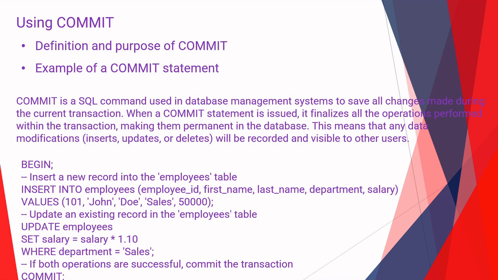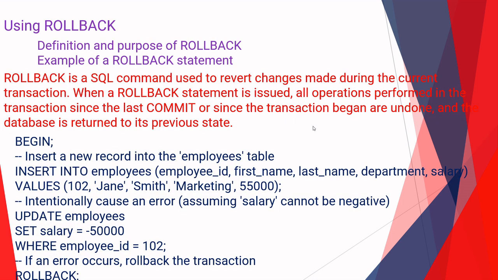The commit statement is used to save all changes made during the current transaction. Here is a simple example demonstrating how to use commit in SQL. On the other hand, the rollback statement is used to undo changes made during the transaction if something goes wrong. Here is how rollback works in a SQL context.